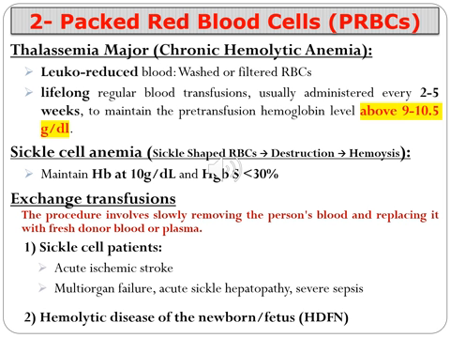Another treatment modality is exchange transfusion, and this means the removal of the person's blood and replacing it with fresh donor blood or plasma. This is indicated in severe life-threatening conditions like ischemic strokes and multi-organ failure in sickle cell patients. Exchange transfusion is also indicated in hemolytic disease of the newborn or fetus, in which an antibody crosses from the mother to the fetus and destroys his RBCs. This condition is potentially life-threatening.